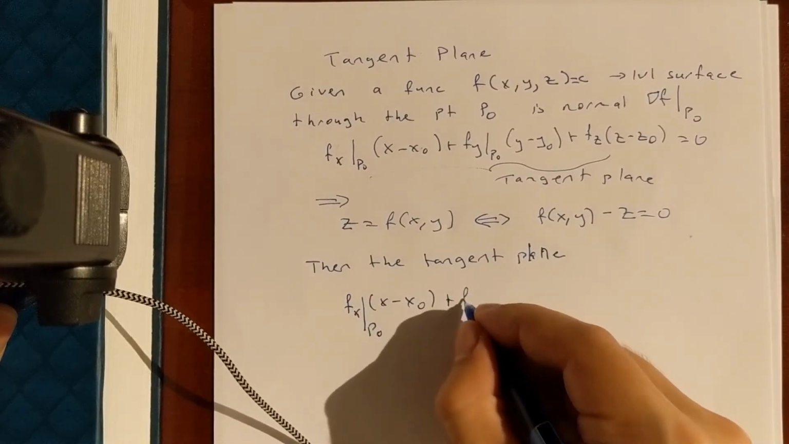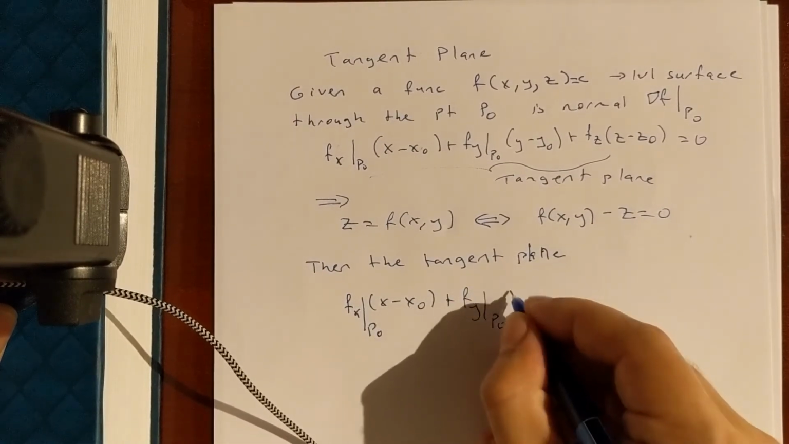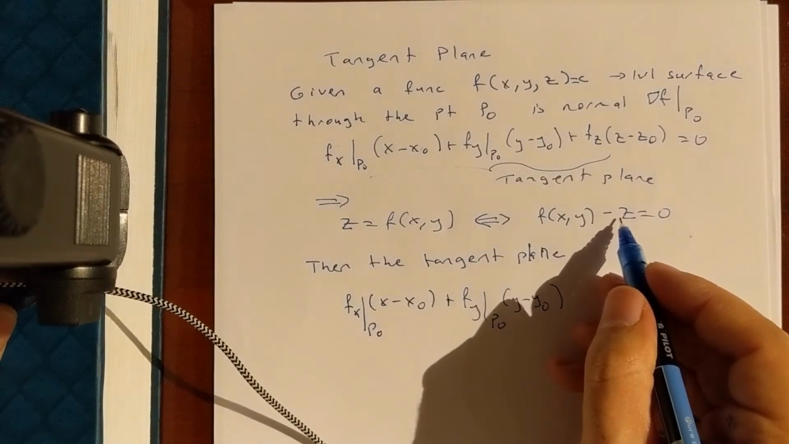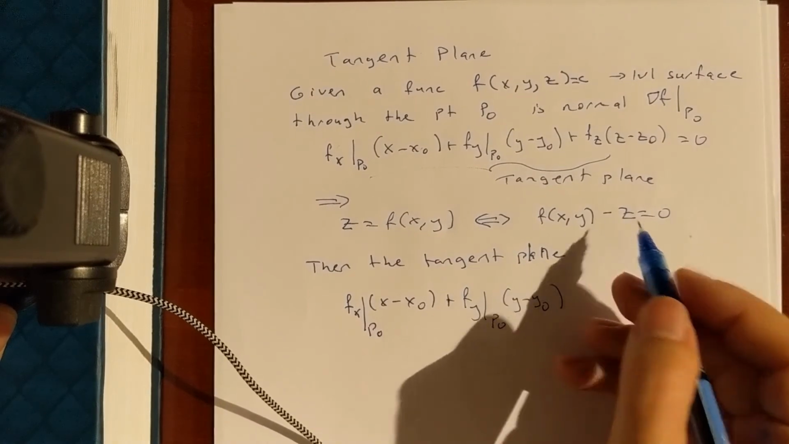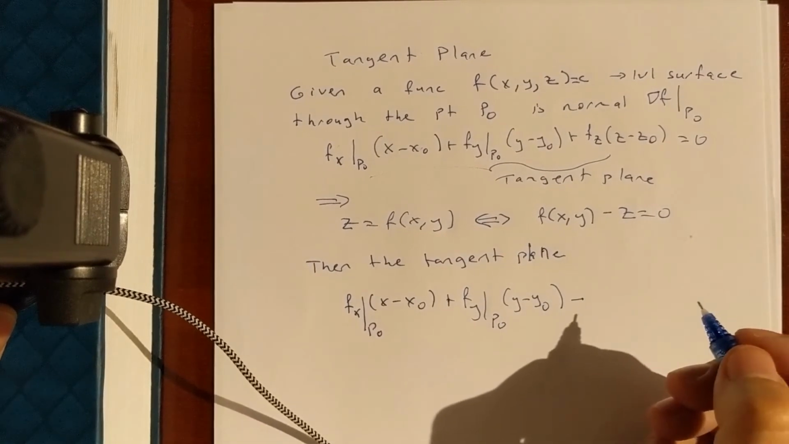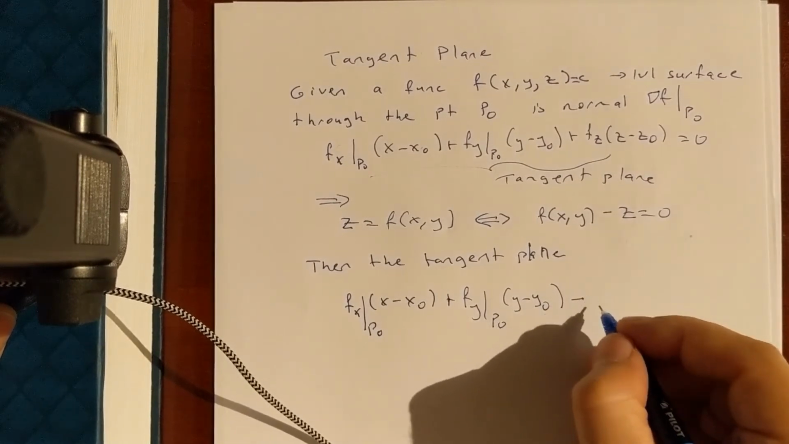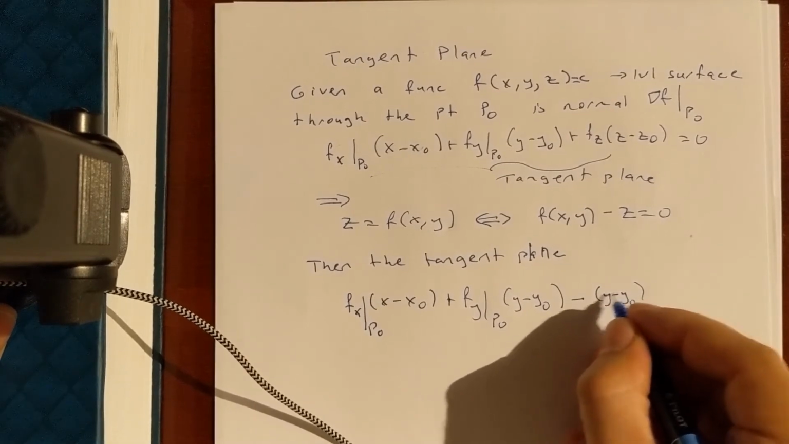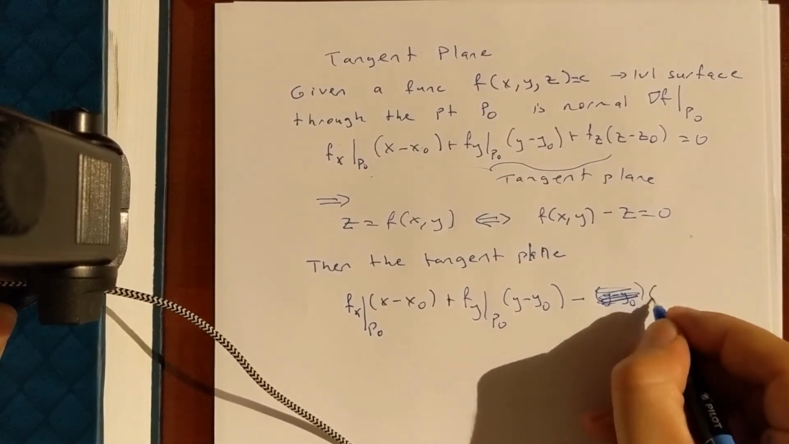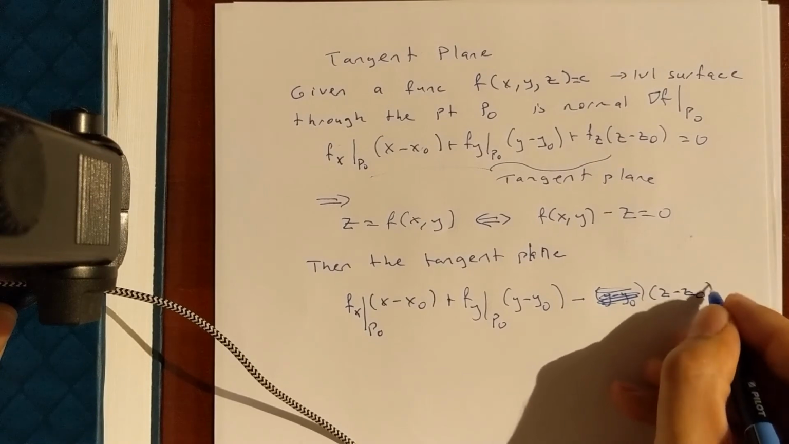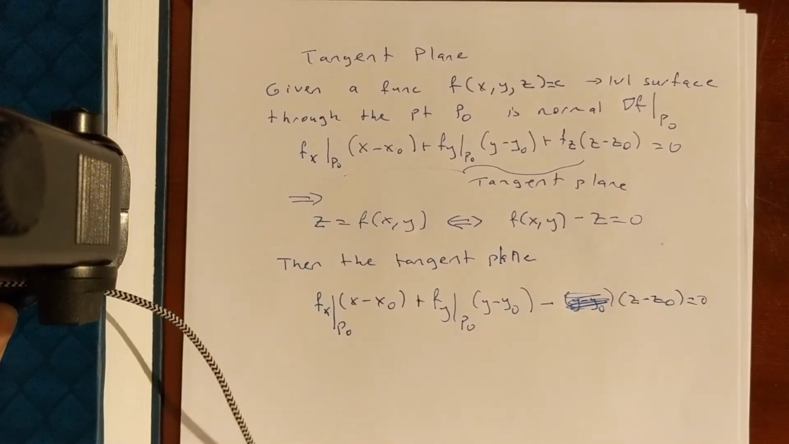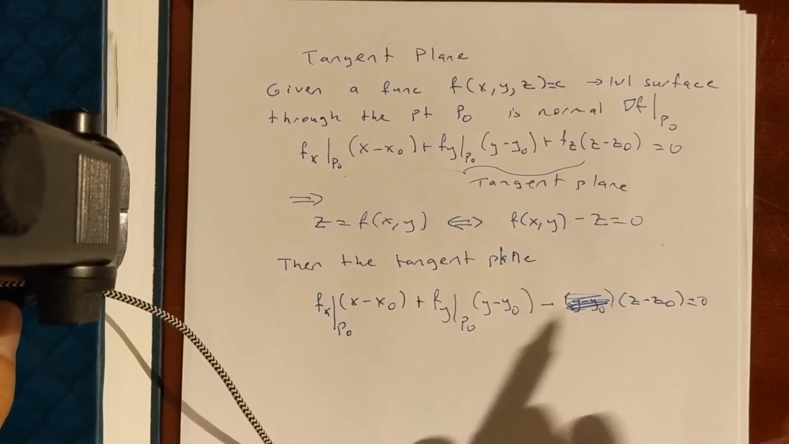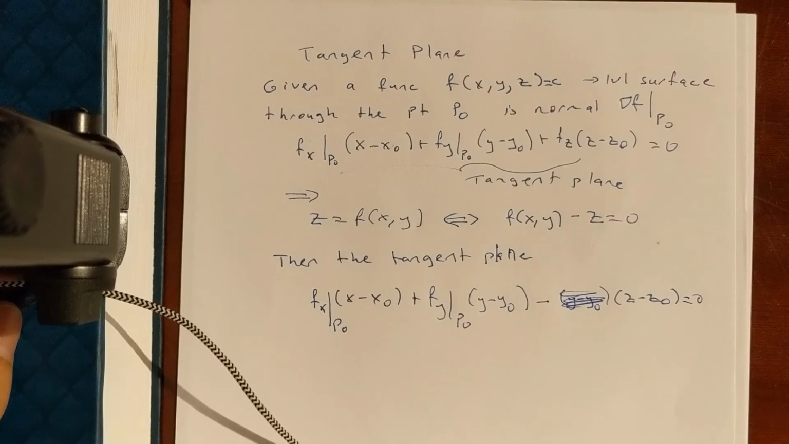Plus f of y evaluated at P naught, times y minus y naught. But now f sub z, well, that's just minus z, so that's just minus 1. There's nothing to it. F sub z is just minus 1, so minus z minus z naught is equal to 0. We know what it is, it's just minus 1. The derivative with respect to z is just minus 1. So that will give us the tangent plane.